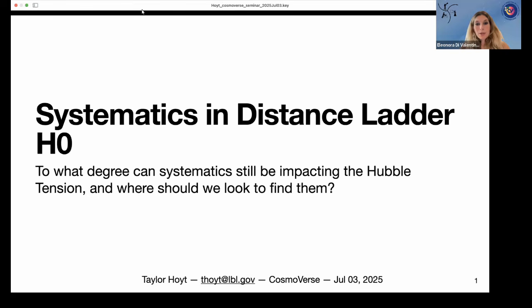Taylor is a postdoc at the Lawrence Berkeley National Laboratory at the University of California, while he has his PhD at the University of Chicago, working with Professor Wendy Friedman on the tip of the red giant branch and the Hubble constant. Taylor's research interest is in the measurement of extragalactic distances, making use of distance indicators such as TRGB, Cepheid variables, JAGB, and type 1a supernovae. Today, he will present systematics in distance ladder H0. Taylor, please, you can start when you're ready.